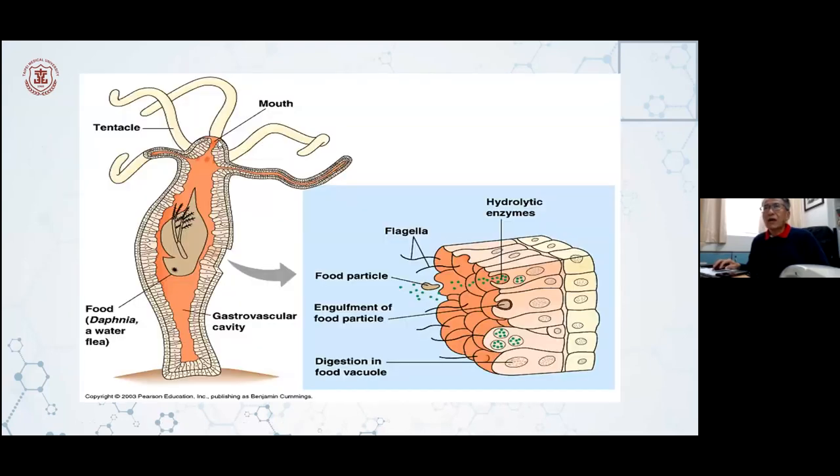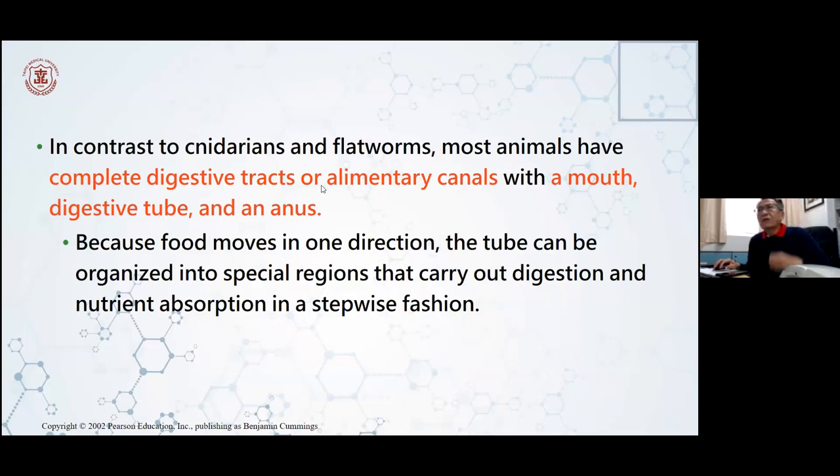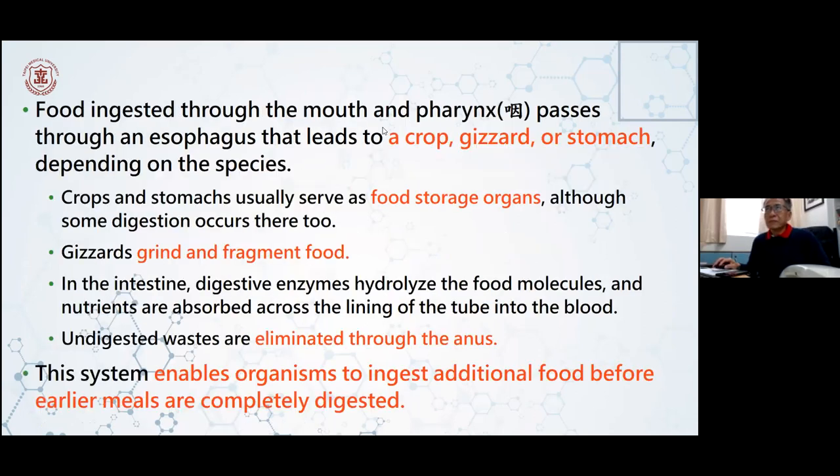So the hydra only has one opening, the mouth. And the higher animal has two openings: one is a mouth, the other is an anus. So the food is ingested through the mouth and the pharynx, and through the esophagus. The esophagus runs from the mouth to the stomach. So this is the pathway.